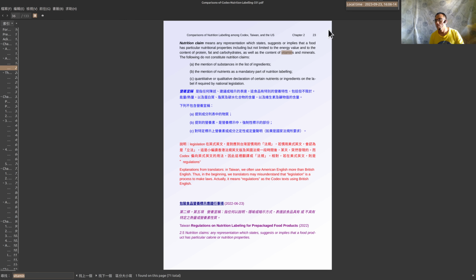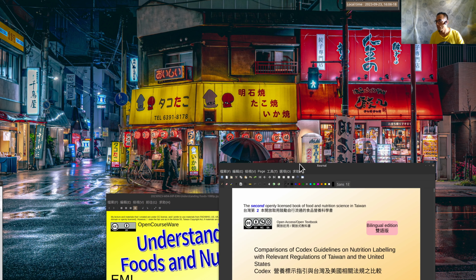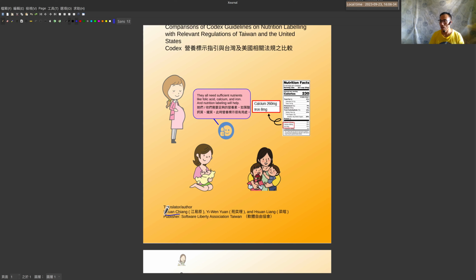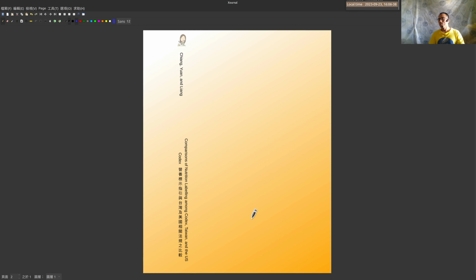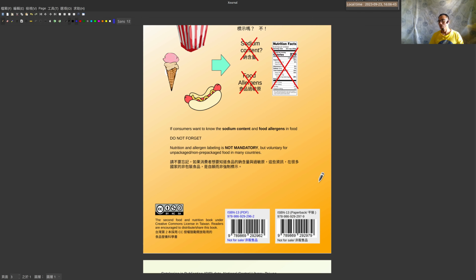Okay, let me just stop here and go back to the other software. And here is the cover. Okay, here is the cover. This is the second openly licensed book of food and nutrition in Taiwan. I'm the editor. My name is here. I think you already know me since the first week. And here is the back cover. And I typed some words here.